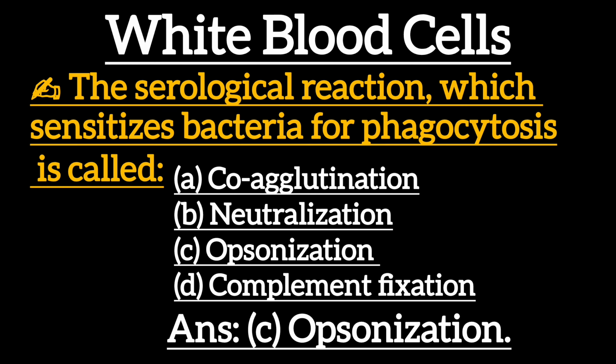Next one: the serological reaction which sensitizes bacteria for phagocytosis is called option A, coagglutination. Option B, neutralization. Option C, opsonization. Option D, complement fixation. Correct answer is option C, opsonization.